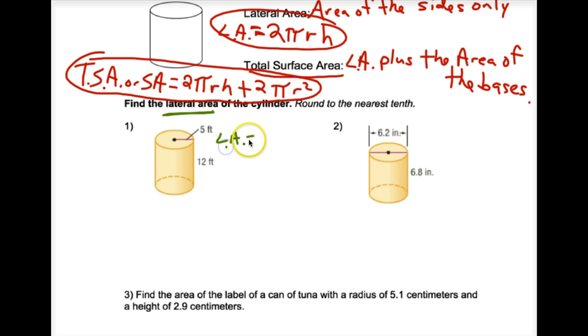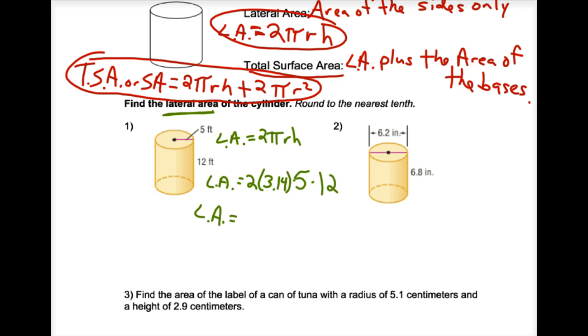LA equals 2 pi r h. We use our formula. Lateral area equals 2 times 3.14. Devin, what's the radius of that first cylinder? 5. Excellent. And what's the height? 12. Just write all your numbers down. Guys, you have to write all the numbers down. You can't just grab your calculator and get an answer. Now grab your calculator and type that in, and everybody practice rounding to the nearest tenth.